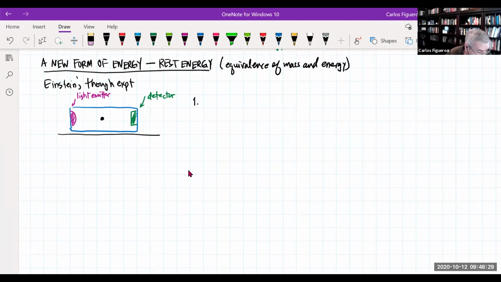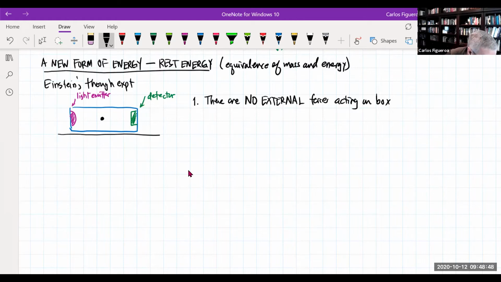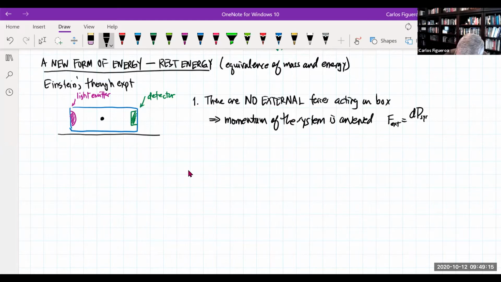So the first point I want to say here is that there are no external forces acting on the box. If there are no external forces, then this means here that the momentum of the system is conserved. And the reason why I can say that is because the external force is the derivative of the momentum of the system, and if there's no external force, then the momentum of the system must be the same before and afterwards.